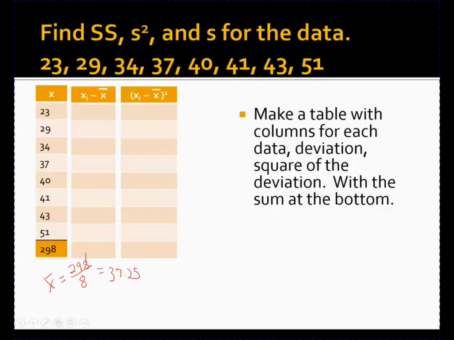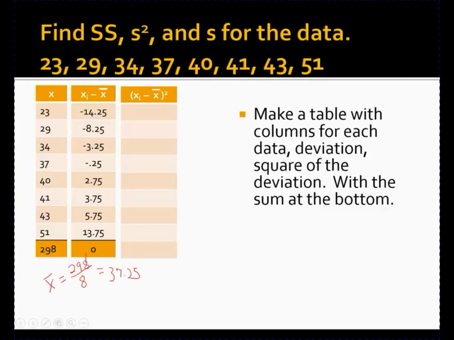And now we can go through our column and find each deviation. So we'll take 23 minus that mean, and then 29 minus the mean, and 34 minus the mean, and put all of those values in. So there they are. I know you won't get them that quickly, but it is easy to do. You just do the subtracting. The sum of these deviations we're going to find is 0.